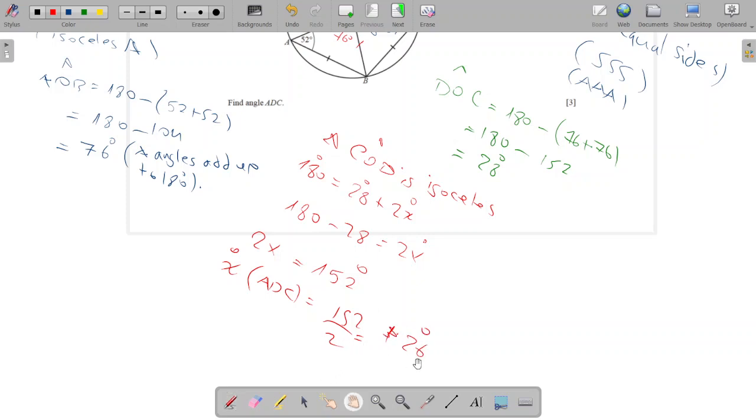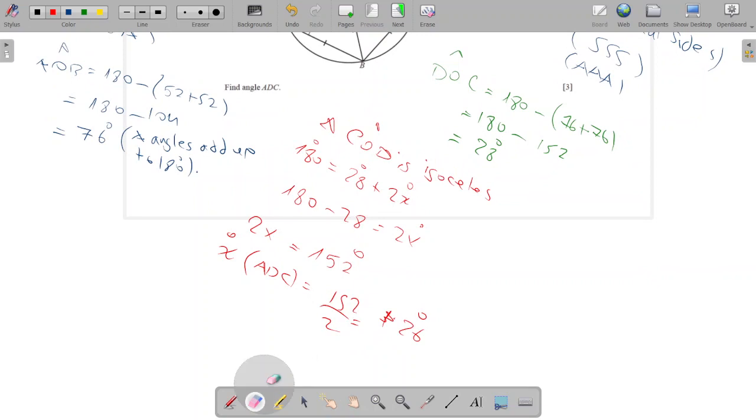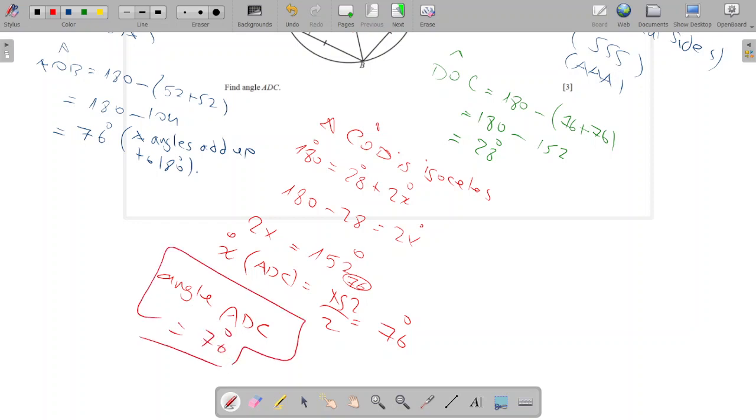Sorry, here we're going to divide it by 2 halves. By 2 we have 7 and 12 is going to be 6, so it means that's going to be equal to 76 degrees. So it means that the angle ADC is going to be equal to 76 degrees. Okay, that's the final answer, 76 degrees.